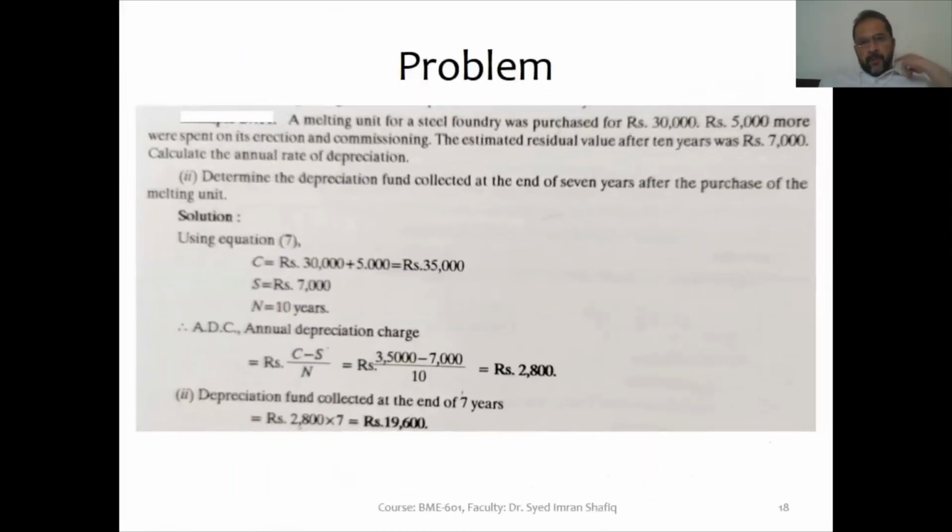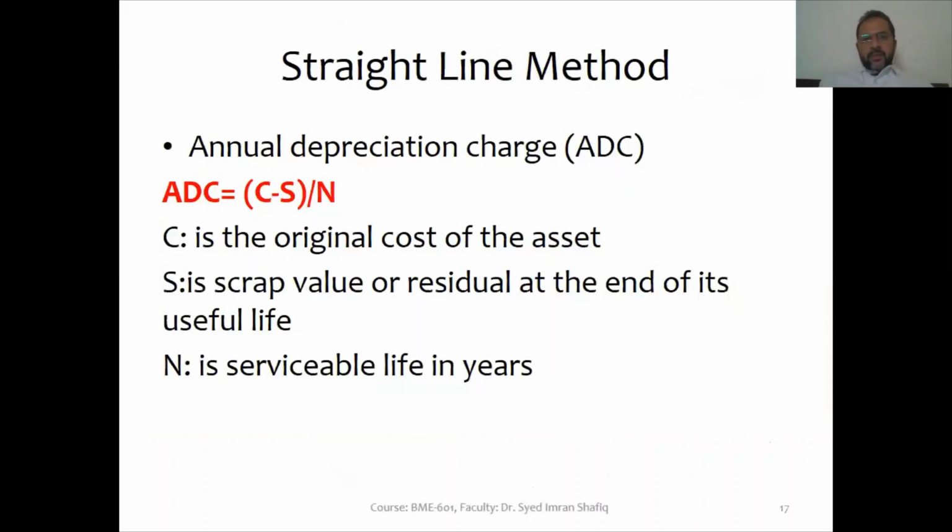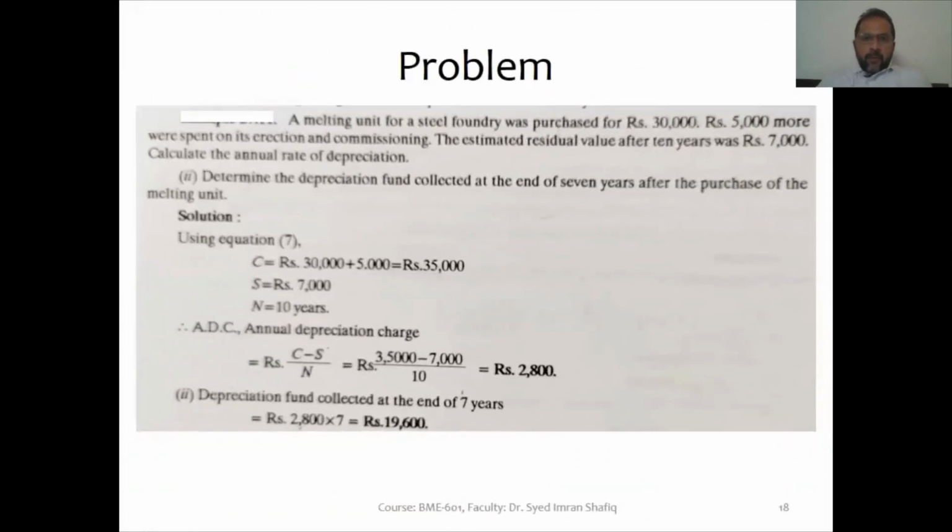So let's discuss one problem based on this straight line method. A melting unit of a steel foundry was purchased for rupees 30,000. Rupees 5,000 more were spent on its erection and commissioning. The estimated residual value after 10 years was rupees 7,000. Number one, calculate the annual depreciation rate. Number two, determine the depreciation fund collected at the end of 7 years after the purchase of the melting unit.